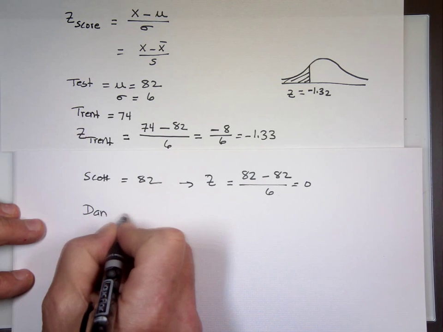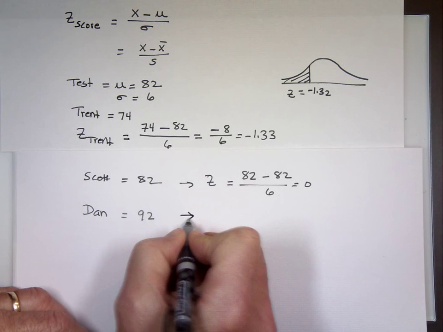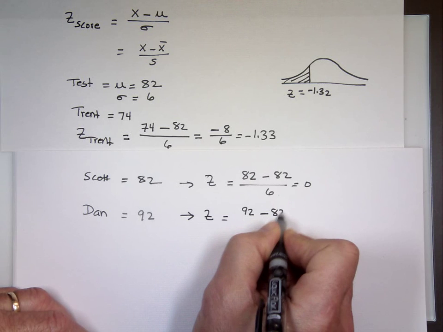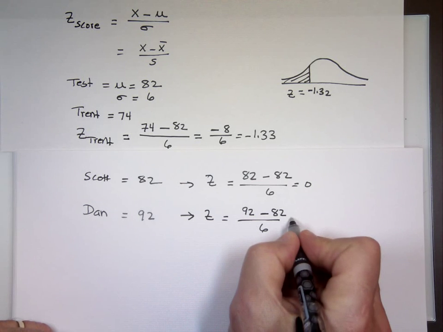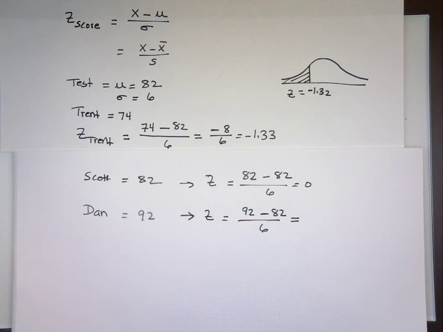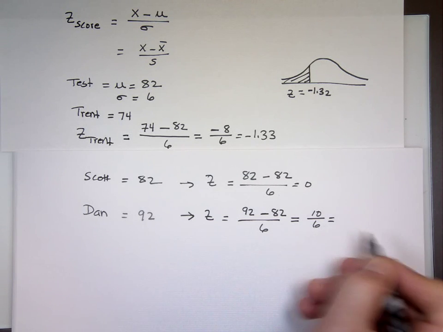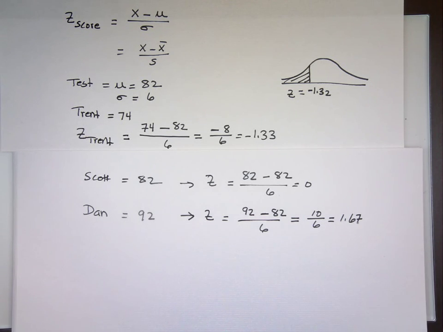Dan, you scored 92 on this test. Dan's standard deviation is going to be what? 92 minus 82 divided by 6. 92 minus 82 is 10. 10 divided by 6 is what? 1.67. Dan is 1.67 standard deviations above the average. So that's how we calculate the z-value.